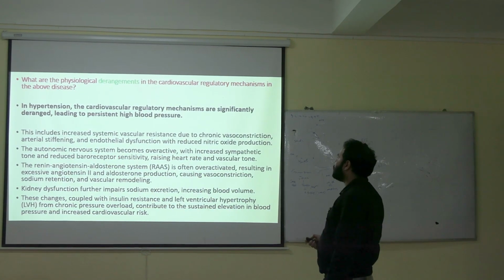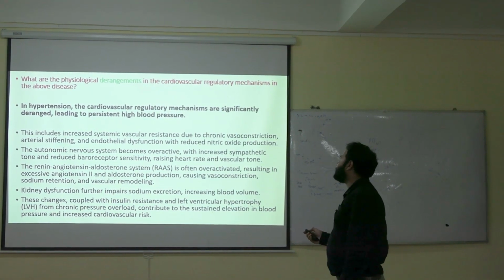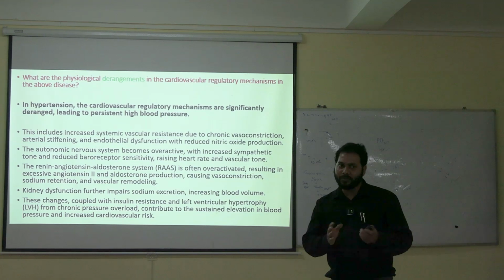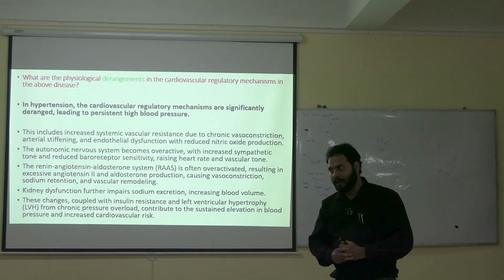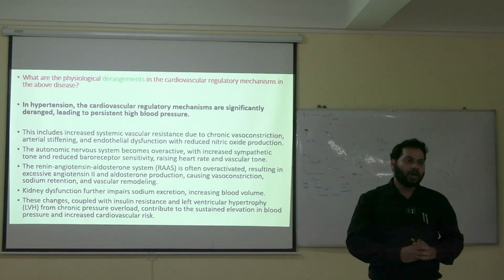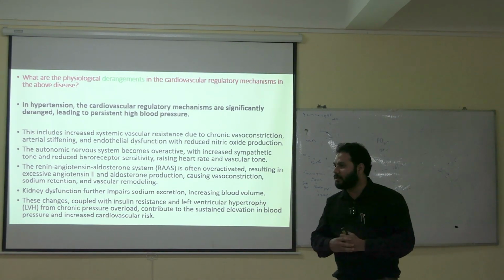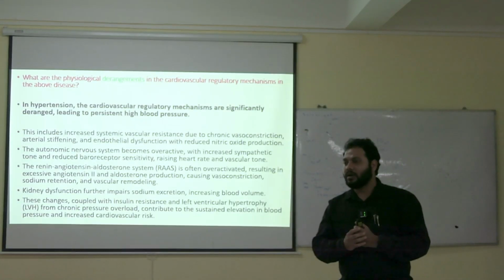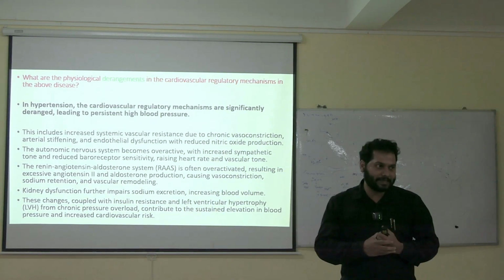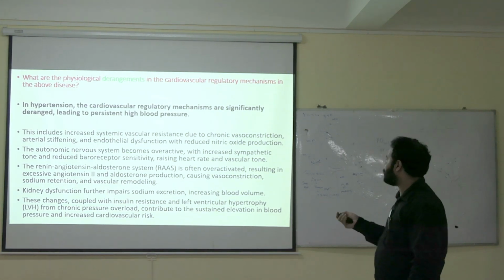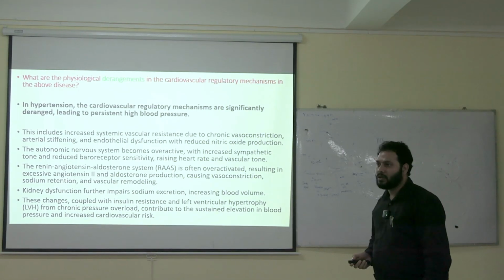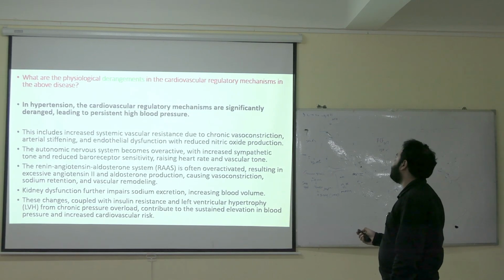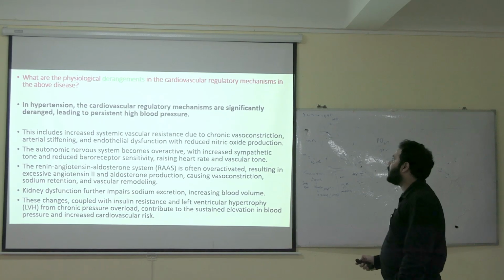Now the next question is, what are the physiological derangements in the cardiovascular regulatory mechanisms in the above disease? As we have seen, multiple factors are involved with the persistent increase of blood pressure. Now the question is, how do all those factors affect our physiological systems, right? So effects on the physiological systems are called derangements. So here in the question it is asked, what are the physiological derangements in the cardiovascular regulatory mechanisms in the above disease?